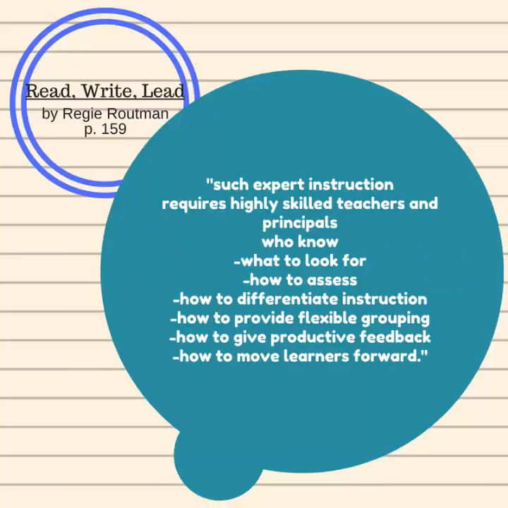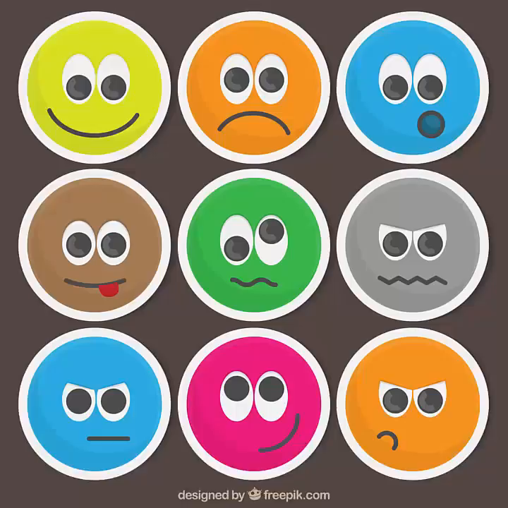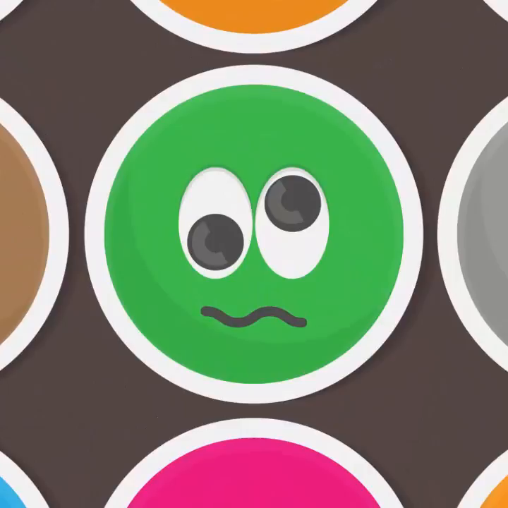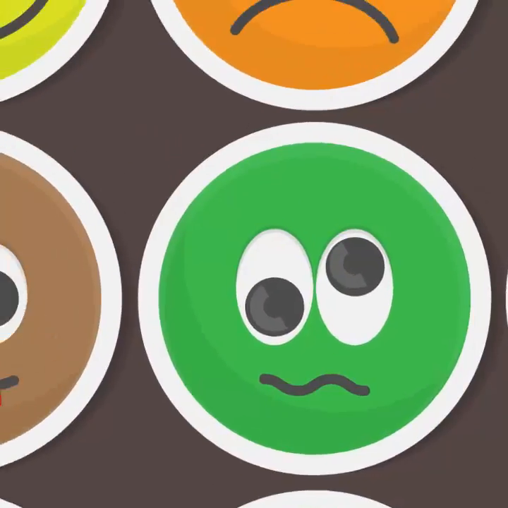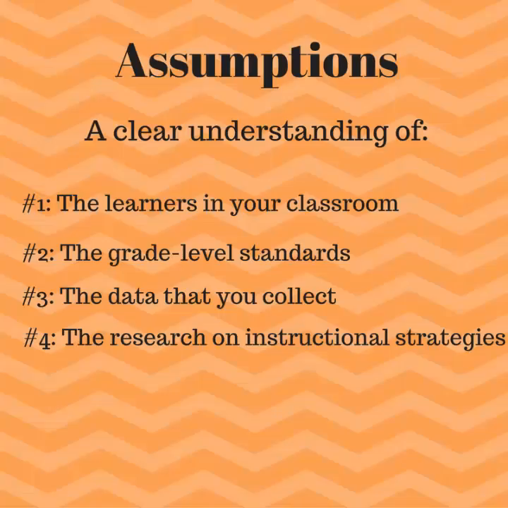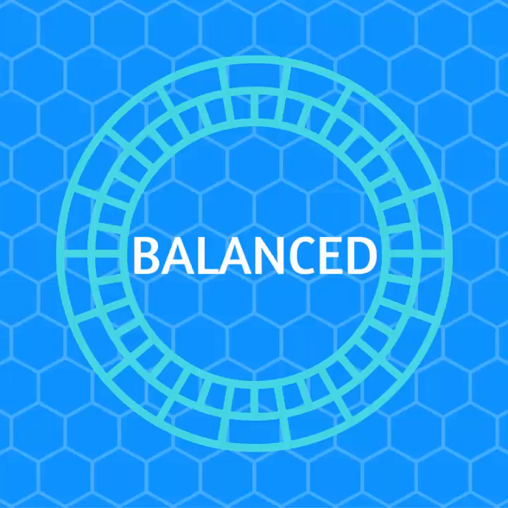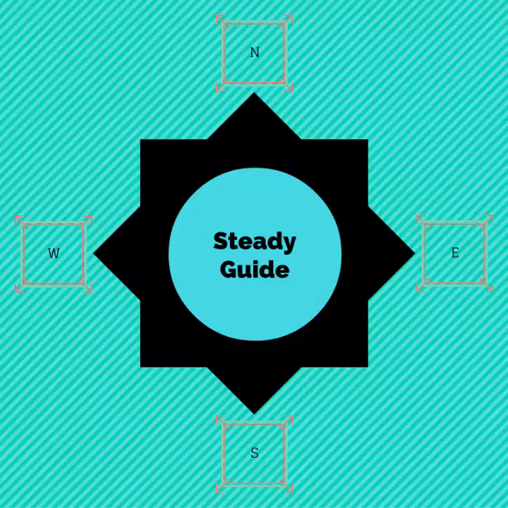But such expert instruction requires highly skilled teachers and principals who know what to look for, how to assess, how to differentiate instruction, how to provide flexible grouping, how to give productive feedback, and how to move learners forward. See? Simple. As with any good and simple task, remember the underlying assumptions. Then, as you move into your next planning session, consider your differentiated core, how it keeps you balanced, and how it provides a steady guide for your students.